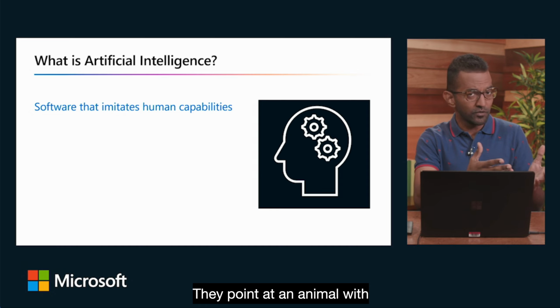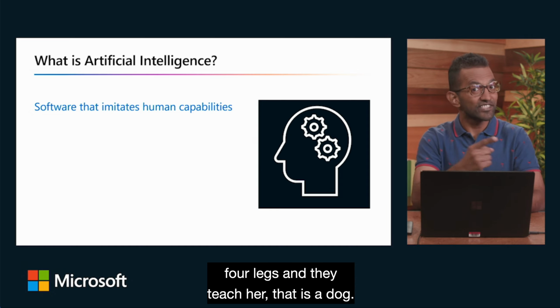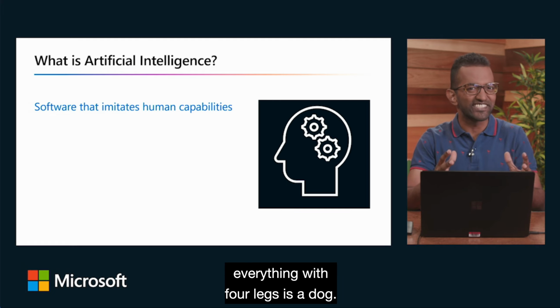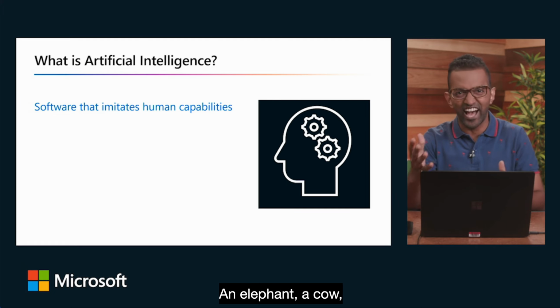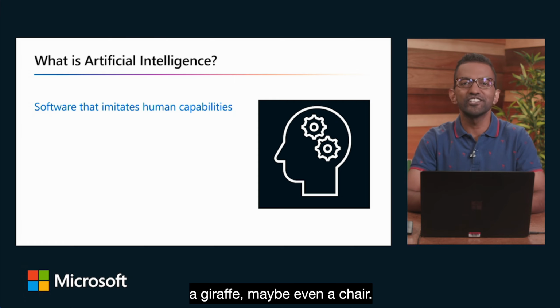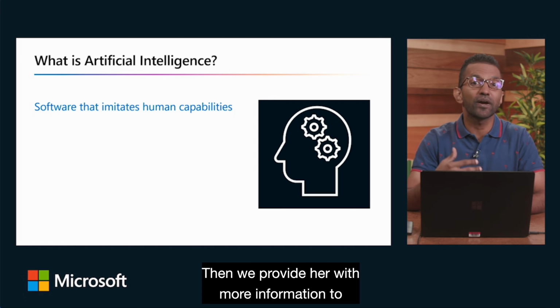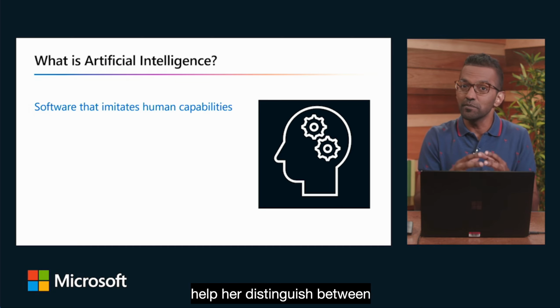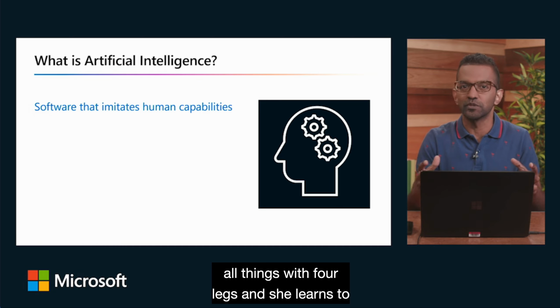They point at an animal with 4 legs and they teach her that it's a dog. And she might initially think that everything with four legs is a dog. An elephant, a cow, a giraffe, maybe even a chair. And then we provide her with more information to supplement what she already knows, to help her distinguish between all things with four legs.